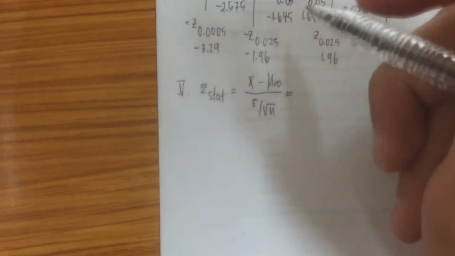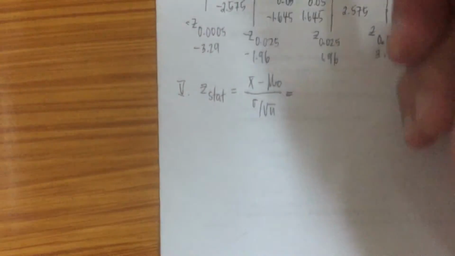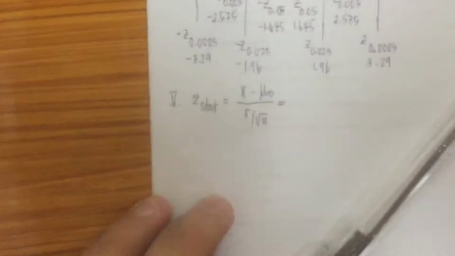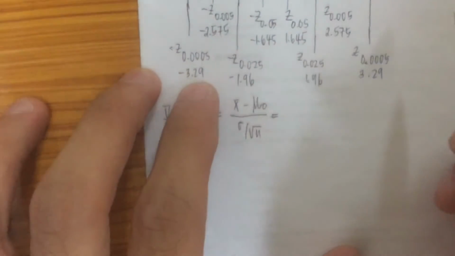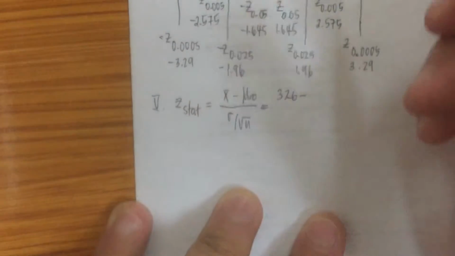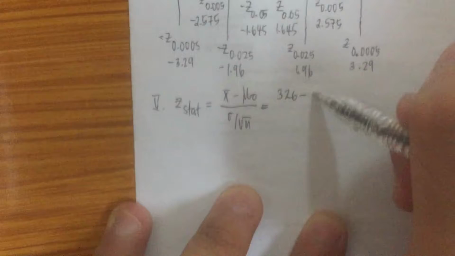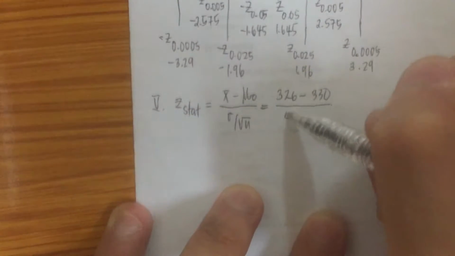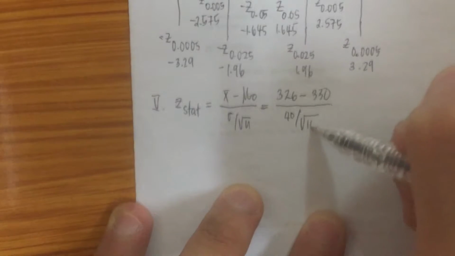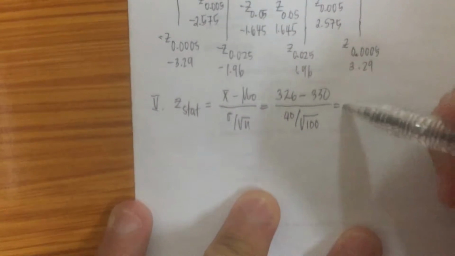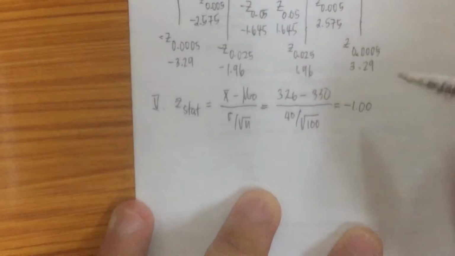So in the problem, the sample mean was 326. Mu naught is 330. Sigma is also given, that's 40. And divide that by the square root of n. So computing for this test statistic, we will get exactly -1.